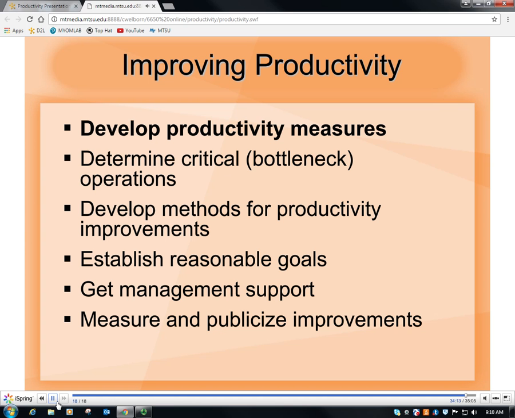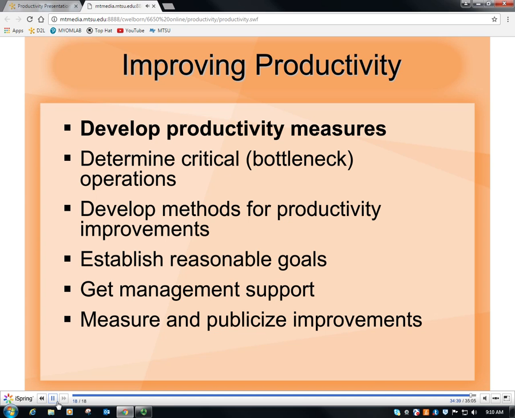That doesn't get it. We have to have some kind of quantitative metric, some kind of key performance indicator or dashboard measure where we actually measure what's being done compared to what's put in. Then we're going to determine the critical operation. Where is it that we need to improve productivity? It may not be in our entire operation from start to finish. Maybe it's just in one particular step or one particular work group.